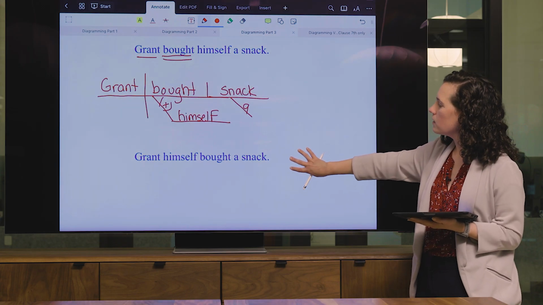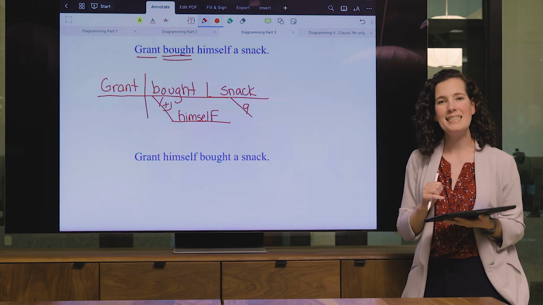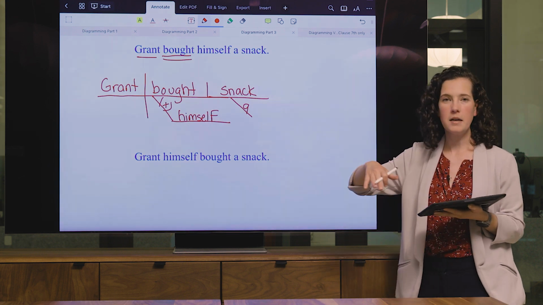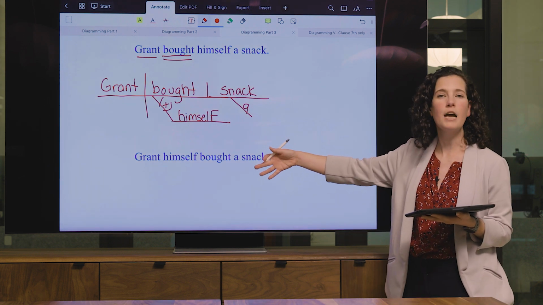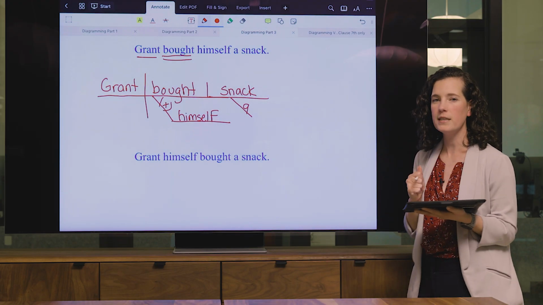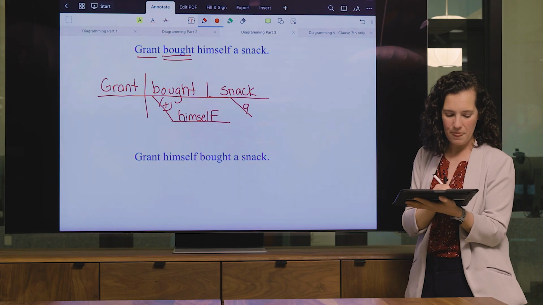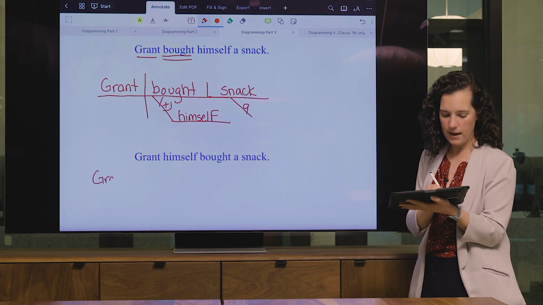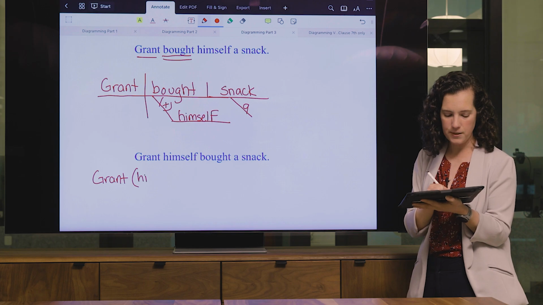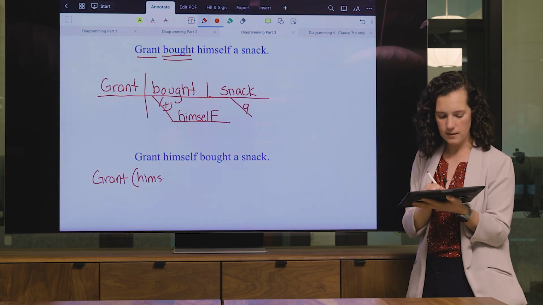In this sentence, we see himself as an intensive pronoun. Grant himself bought a snack. It's not answering who he even bought the snack for, it's just explaining that he bought it himself. He did it all by himself. So in this case, we'd have Grant, and then in parentheses himself, adding emphasis to this subject.